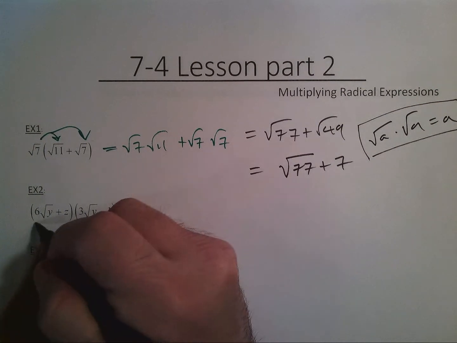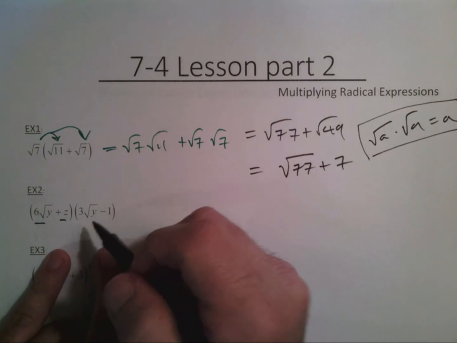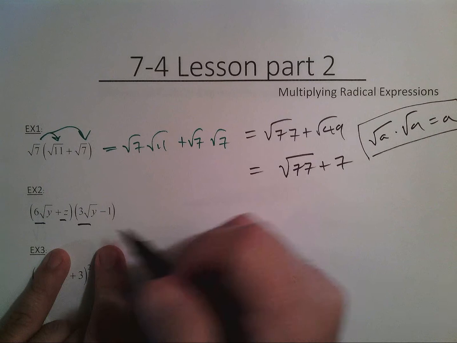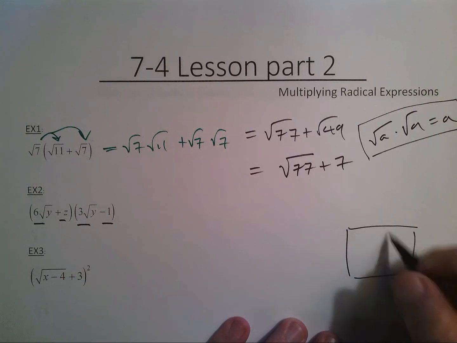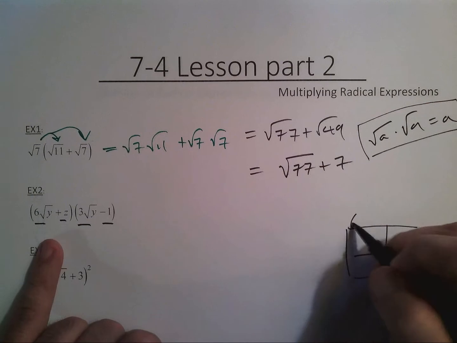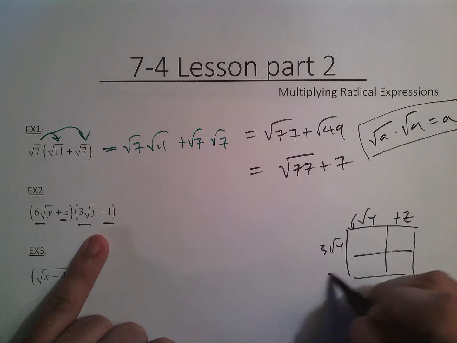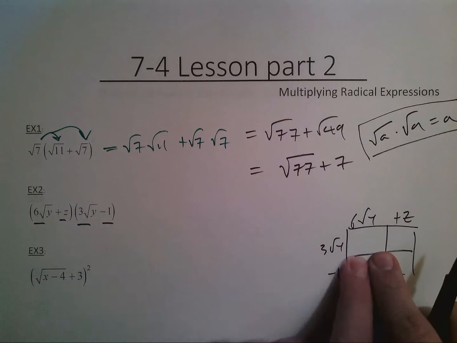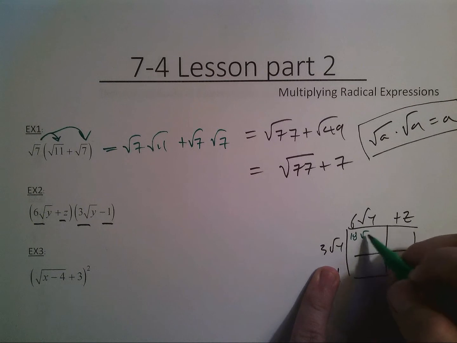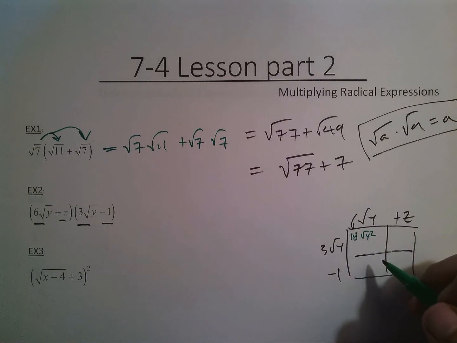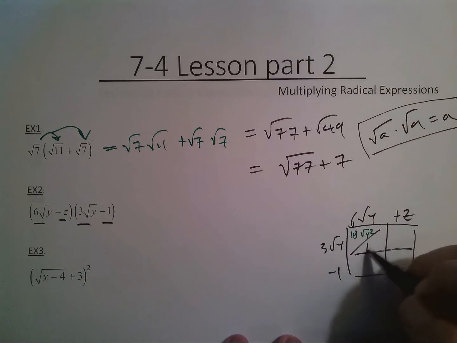So I have two terms: 6 root y plus z for my first binomial, and my second binomial is 3 root y minus 1. So I'm going to make a 2 by 2 box to do my multiplication. So it's 6 root y plus z, and it's 3 root y minus 1. Now, in this box, I get 3 times 6 is 18 root y squared, but the square root of y squared simplifies, and really what I get for that box is 18y.